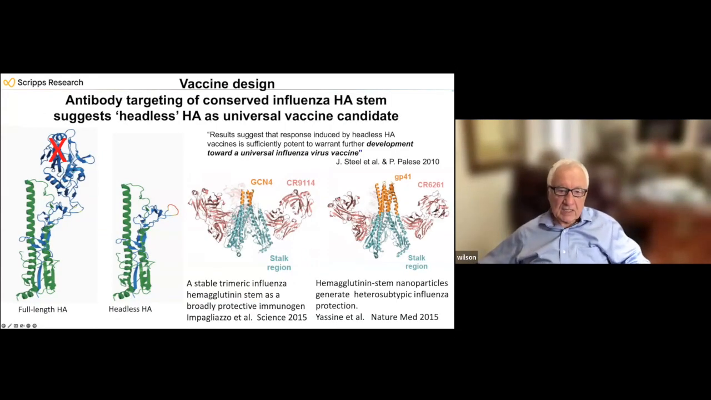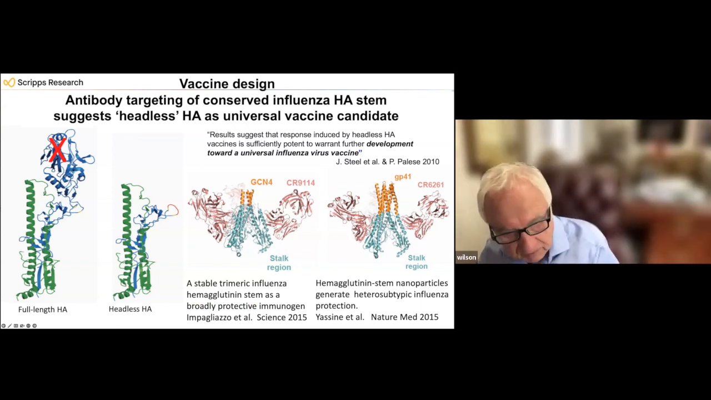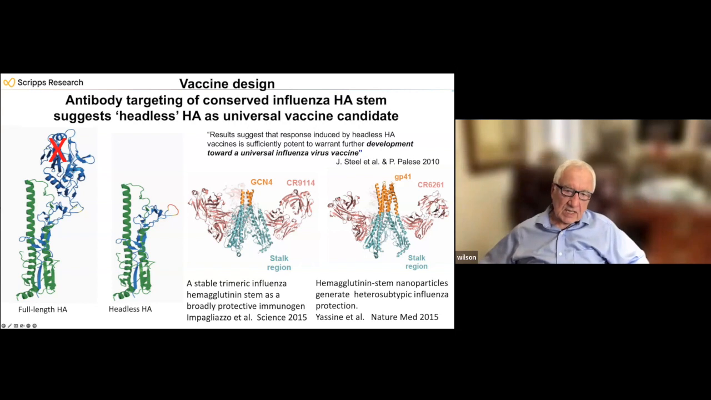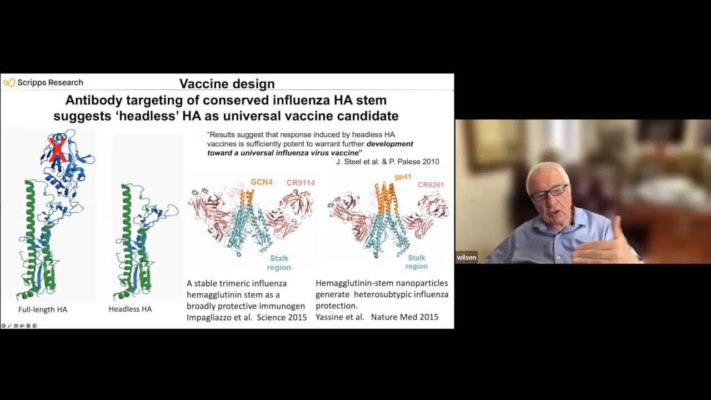On the same day as our paper came out, the paper came out from Barney Graham's lab at the VRC, and they had designed a slightly different construct. The essence of it was the same. They were still trying to get this headless HA, just doing some different connecting helices. So there were two new possible vaccine candidates.